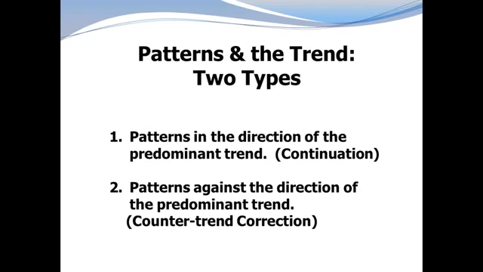But there are 2 types of patterns within the trend that we want to assess. The first type is patterns in the direction of the predominant trend. Typically, these are continuation patterns. We're going to focus mostly on continuation patterns. Now, there are other patterns against the direction of the predominant trend. These are typically counter-trend correction patterns. Most of the time, these types of patterns are going to only yield a small and brief reversal while the predominant trend will quickly resume.